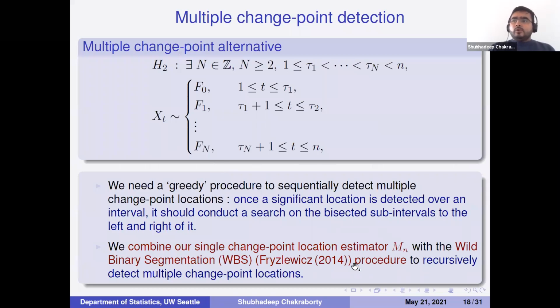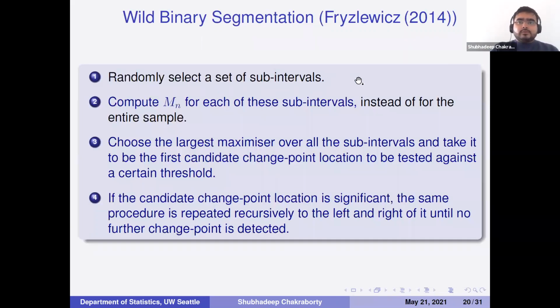However, in 2014, in an Annals paper, Fryzlewicz came up with a modification of binary segmentation called the wild binary segmentation, which modifies the binary segmentation procedure for recursively trying to detect multiple change point locations. I will briefly state what wild binary segmentation does.